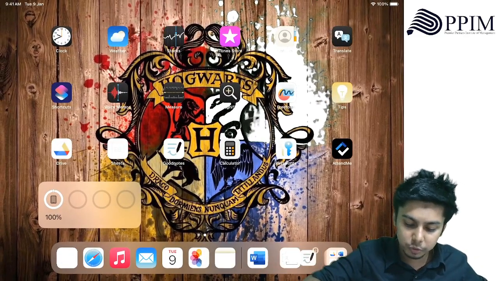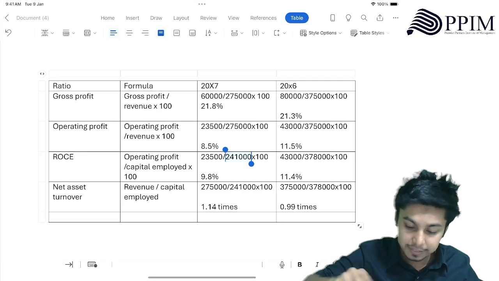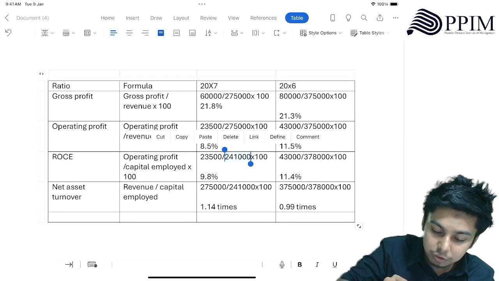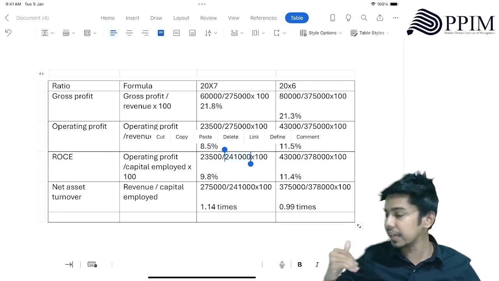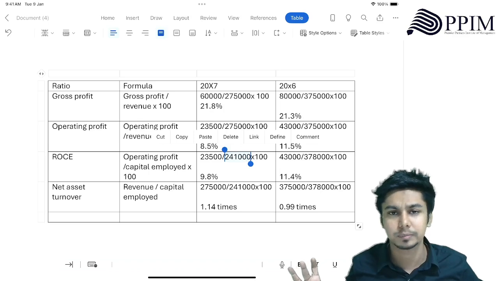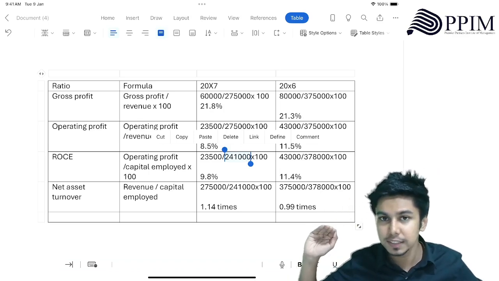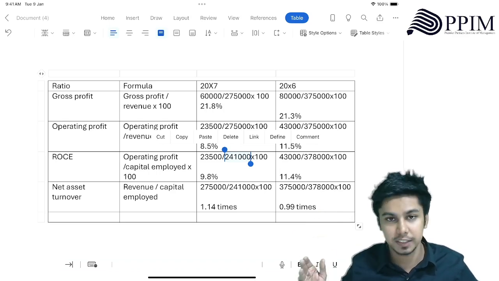Then, guys, let's move on to the next ratio. Net asset turnover. 0.99 net asset turnover became 1.14. That means it has gone up. Is it a good thing or a bad thing? Net asset turnover going up, is it good or bad? It's good. That means we are efficient.